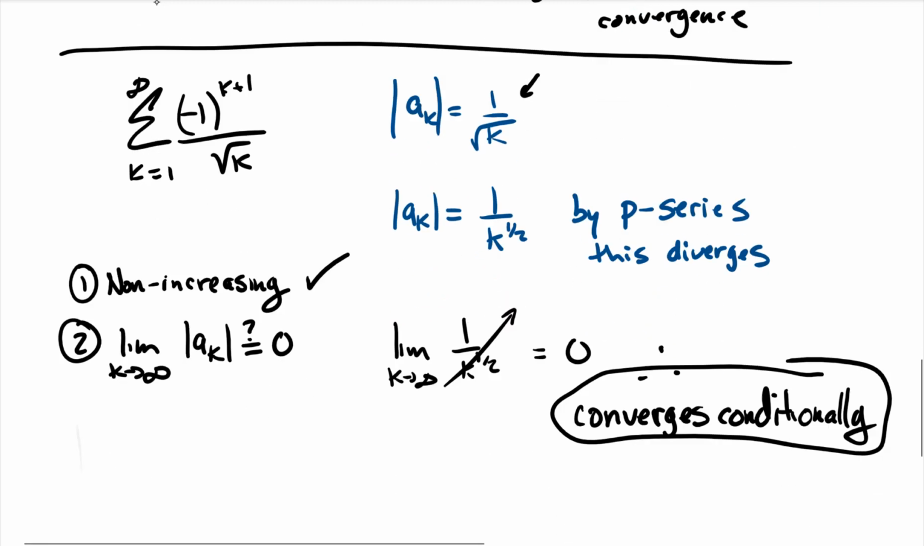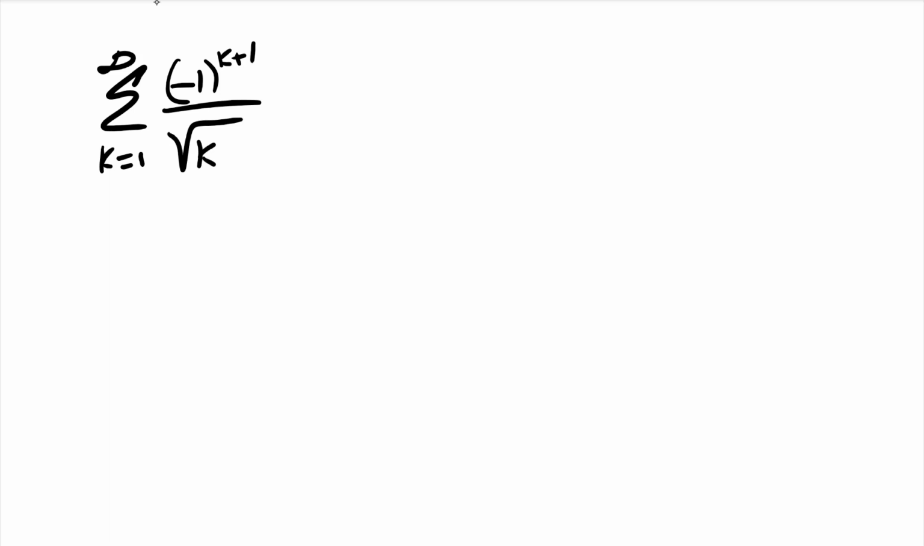All right. Next. Let's try another one. Same game. Not changing the game up. So we get -1 to the k plus 1 all over the square root of k cubed. All right, we got those three options again. Absolute convergence, conditional convergence, divergence. What are we going to get?